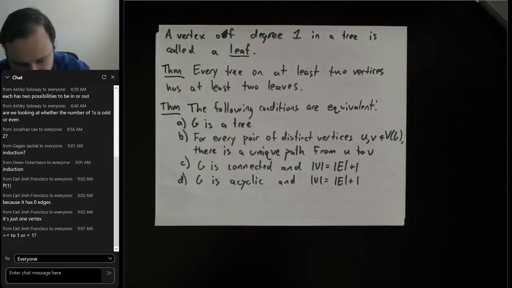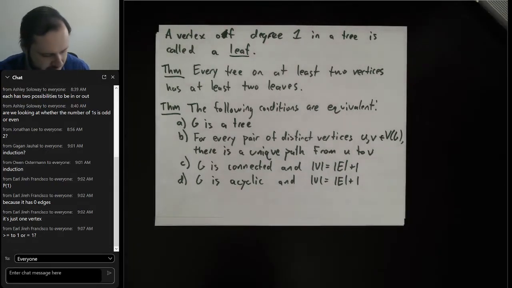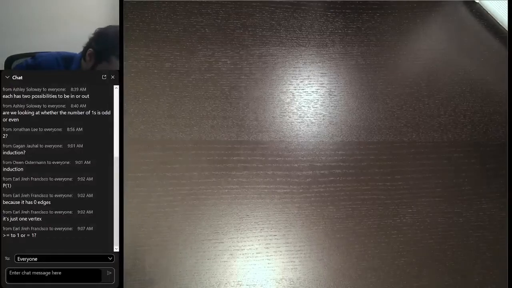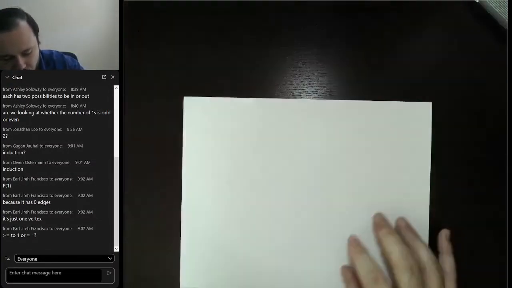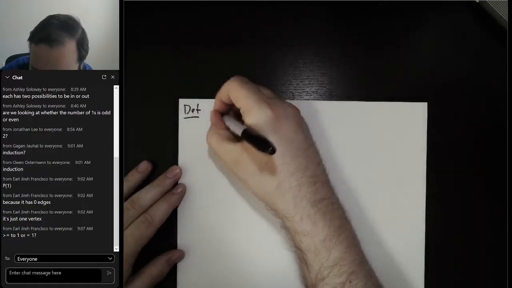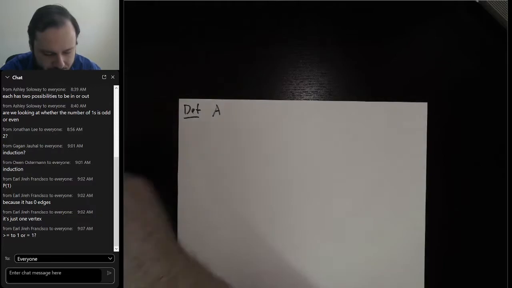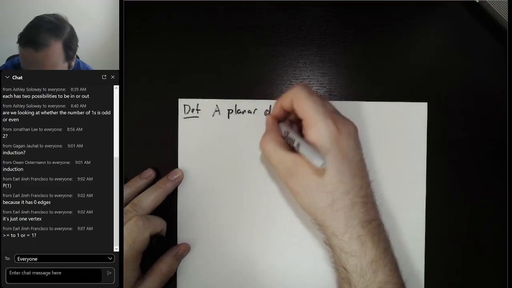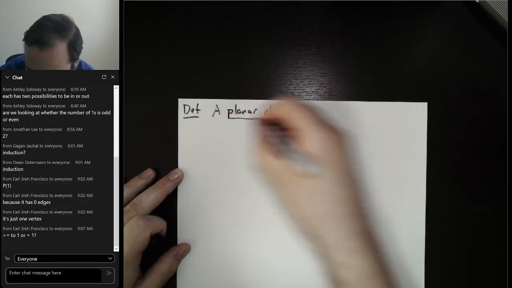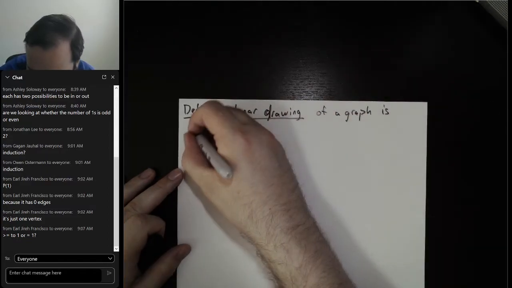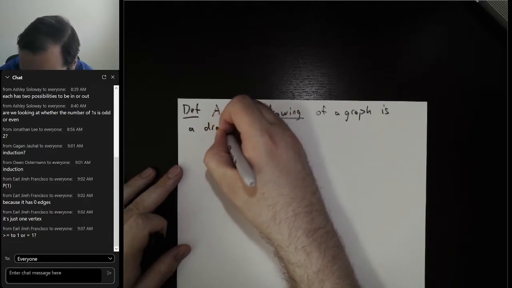Okay, next thing I want to talk about is planar graphs. So a graph is planar if you can draw it without the edges crossing. So let me first define a planar drawing. A planar drawing of a graph is a drawing in which no edges cross, except at vertices.